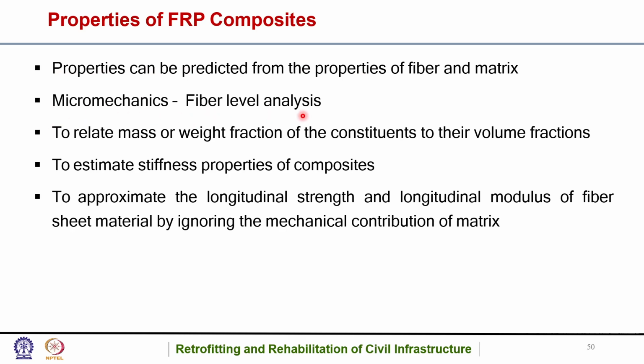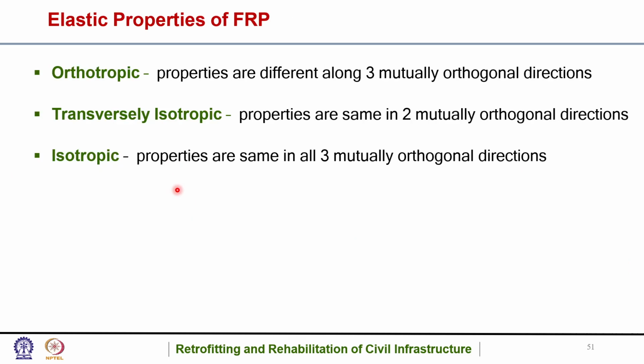So that is fiber level analysis to relate mass or weight fraction of the constituents to their volume fractions, to estimate stiffness properties of composites, to approximate the longitudinal strength and longitudinal modulus of fiber sheet material by ignoring the mechanical contribution of matrix, okay. So that is basically the uses, okay.